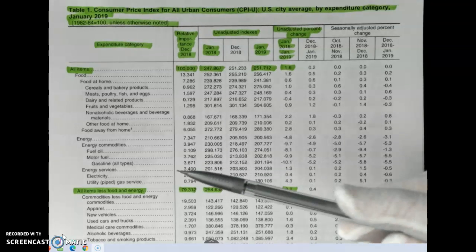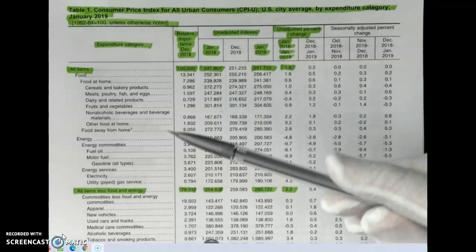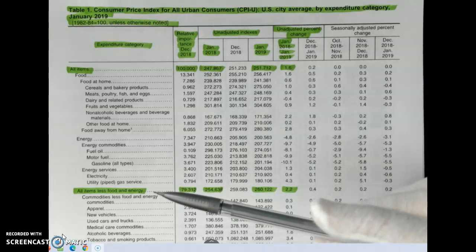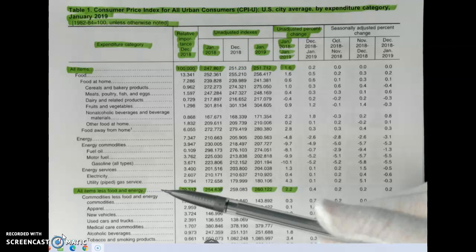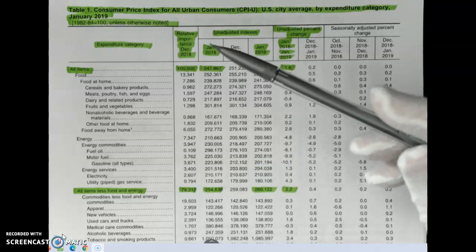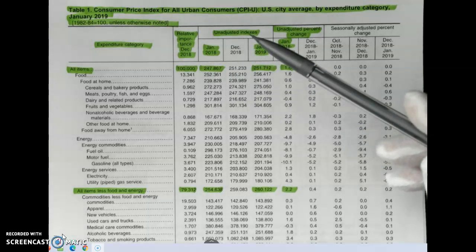By the way, whenever we take the all items category and we back out all food and energy, that result is known as the core CPI. Food and energy tend to be volatile components of spending. So by removing them, you get a less volatile consumer price index. Okay, so once we understand the relative importance, now let's look at the indexes.